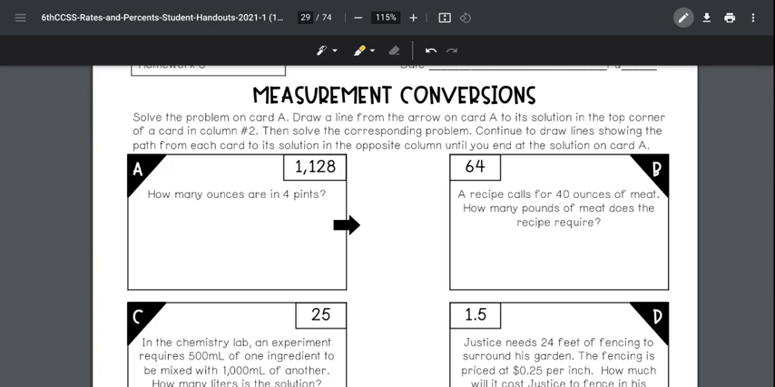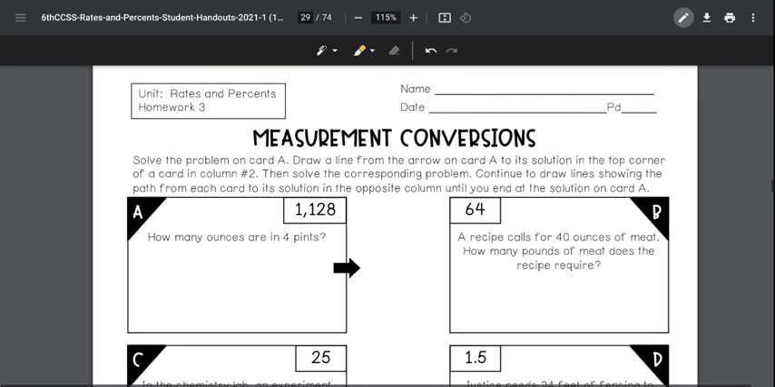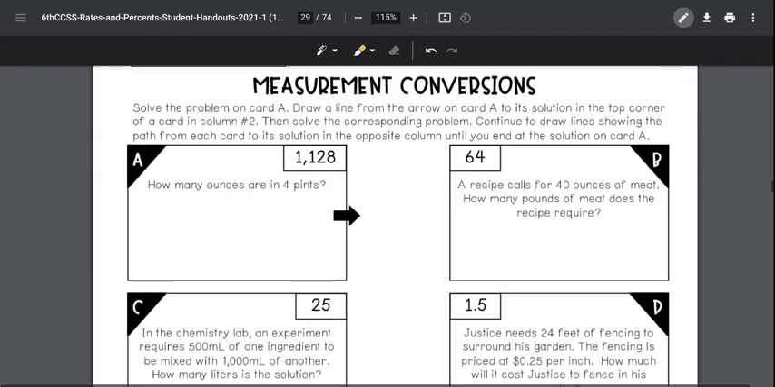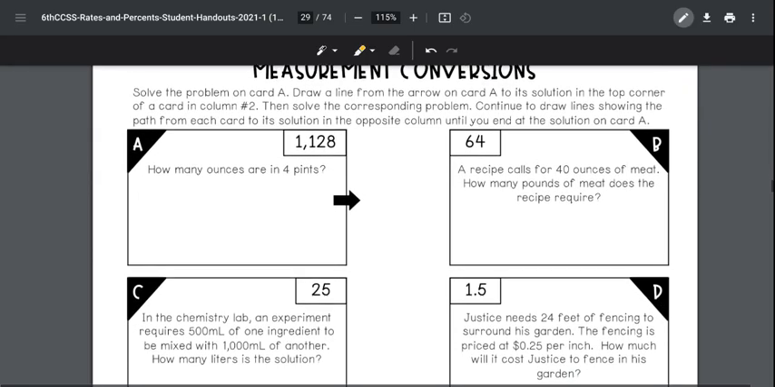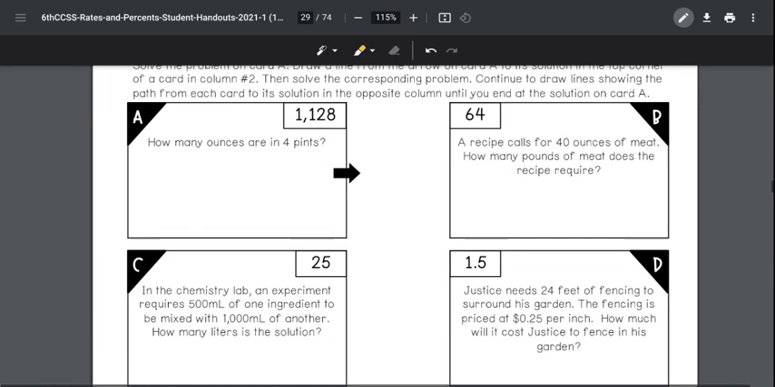All right, this is going over your measurement conversions homework. So we're not going to follow the directions with drawing arrows to the different cards and whatnot. I'm just going to solve each of the problems that we did and help you make sure you have the correct steps and answers. So, box A, how many ounces are in 4 pints?